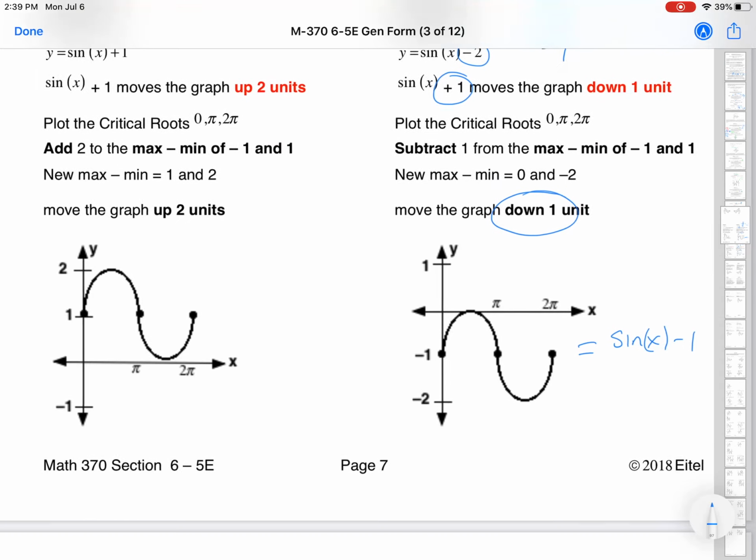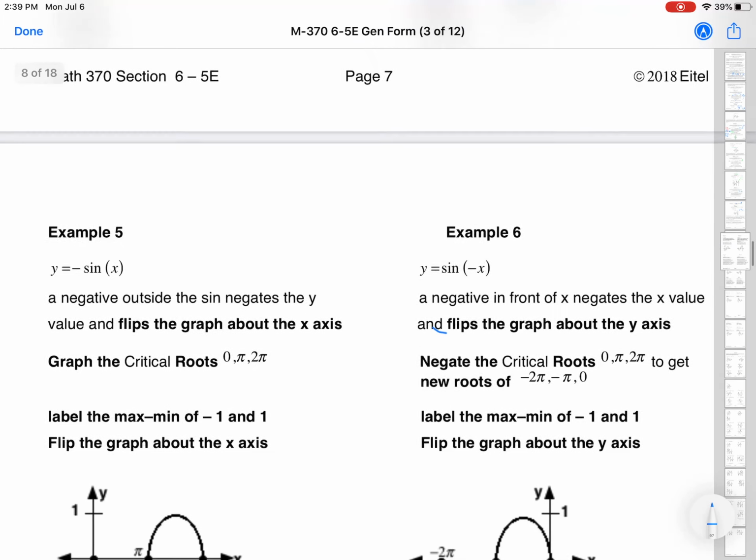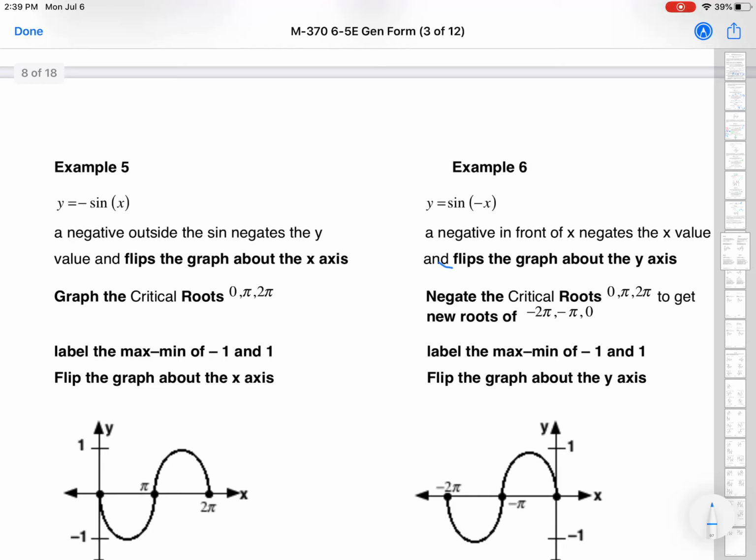So interesting in that example 4. I'm glad I saw that. Negative sine x, it's just going to flip you about the x-axis. So remember, your original graph looked like this. It's just going to take this and go down, and this and go up, right? Because it's just taking those y values. Sine of negative x, it's going to flip you about the y-axis as well.